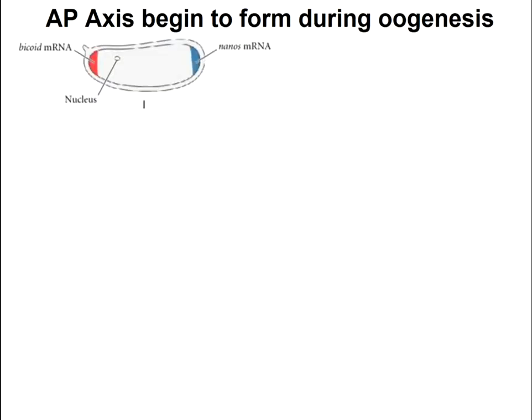You can see here a mature egg. So this is a mature egg, so it's not a fertilized egg, so it's not a zygote. In a mature egg, we find the maternal pronucleus in a position that is dorsal and anterior. We have a concentration of bicoid mRNA in an anterior position, and we have nanos mRNA concentrated in a posterior position.